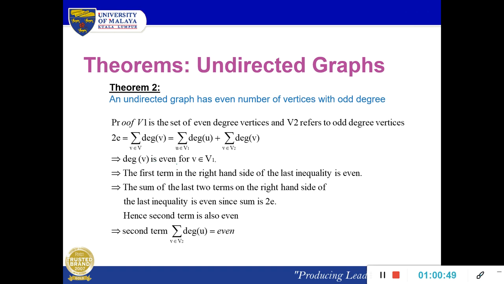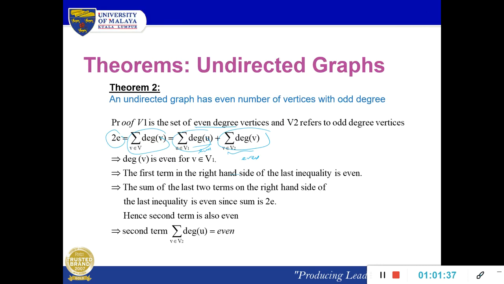So you have degree V is even for V1, a set of even degree. Of course, if you try to summarize, you have to do a summation of all even degree. Of course, the answer will be even. The first term on the right hand side of the last equality is even. The sum of the last two terms on the right hand side of the last equality is 2e. So degree V is also even, even though V2 is odd degrees. Both of these terms are even. Actually 2e is even, this is even, this is even, and this is also even.